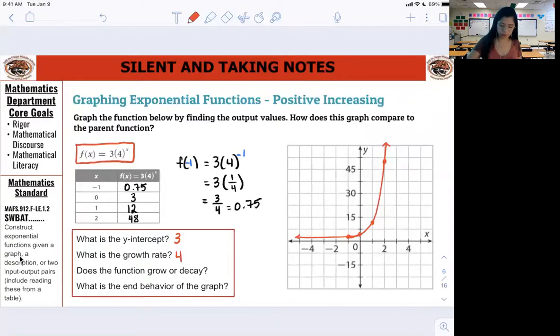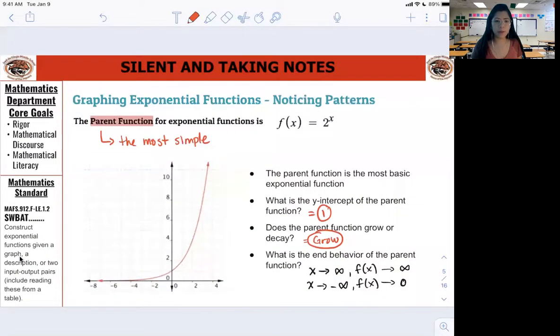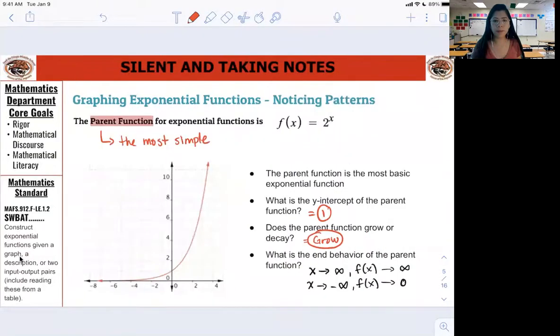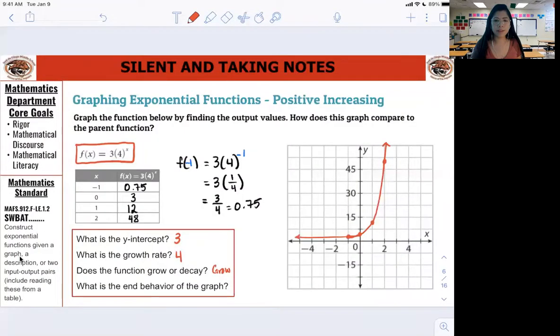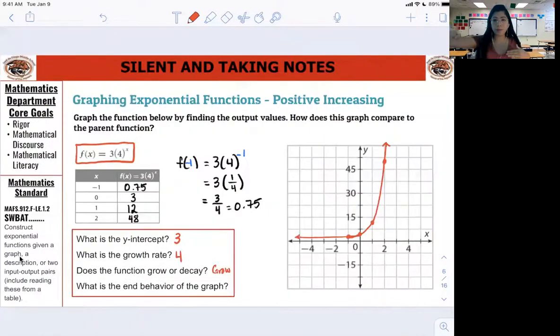Growing. It's also growing. Good. And now let's actually think about, let's compare this to the parent function. So I'm just going to go back for a second and take a look at the parent function compared with our function. Is the end behavior the same or different? Same. Yeah, it has the same exact end behavior because it didn't change in any way other than becoming a little bit more steep. Since the growth rate is bigger, the graph grows faster, but it's still going to the same two places.